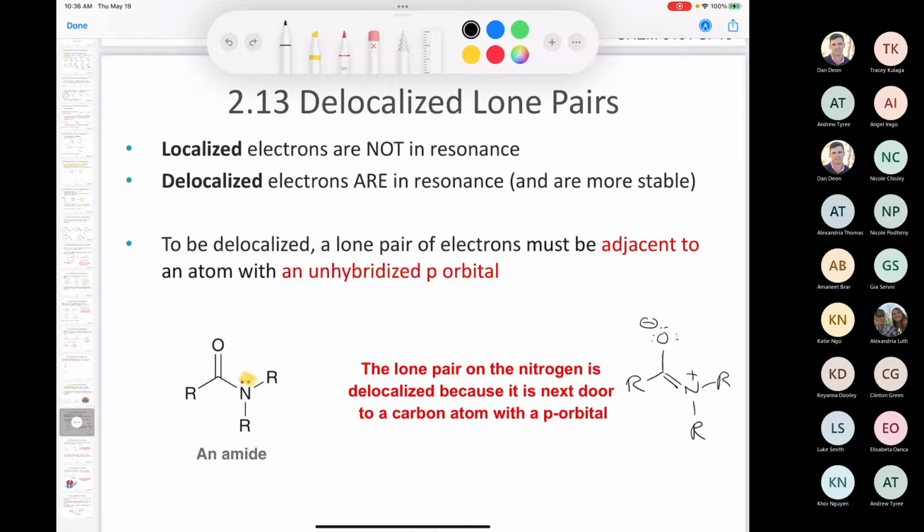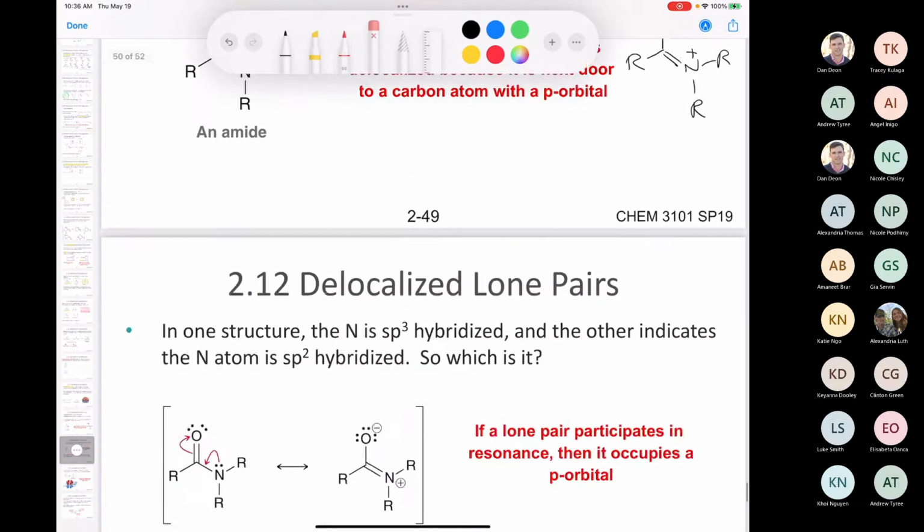Remember that when oxygen has a sigma bond and a pi bond and 2 lone pairs, it is sp2 hybridized. And so since this oxygen is sp2 hybridized, that means it has an unhybridized p orbital. This carbon is also sp2 hybridized, so it also has an unhybridized p orbital, like that. So here's our atom that is adjacent to the lone pair that has an unhybridized p orbital, and that's why we're able to draw this resonance structure.